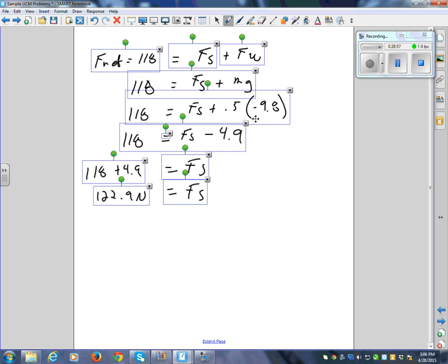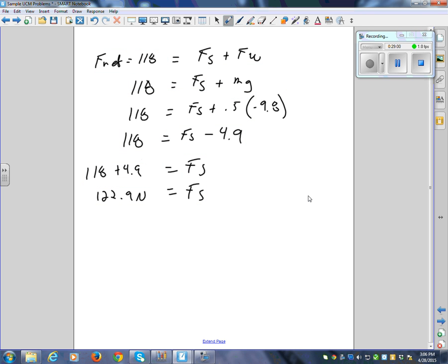What change do I make? At the top, is the weight force, 0.5 times 9.8, still minus? Gravity's still down, so what changes? Negative 118. How come? Centripetal force is now down.